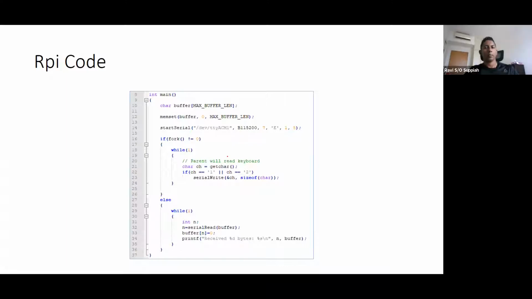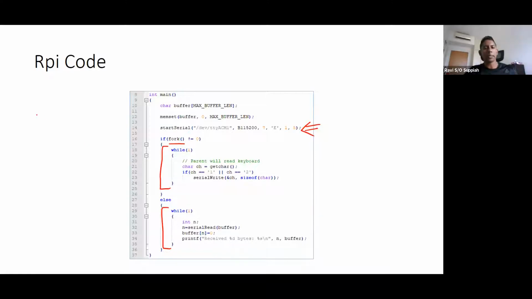Basically, what we do here is set up the serial buffer, to say which is the port, the baud rate, how many bits, even parity, and so on. What is significant here is this fork. If you look at fork, what it does is it creates a separate process from that point in the code. That means with fork, this code here runs in two separate threads.